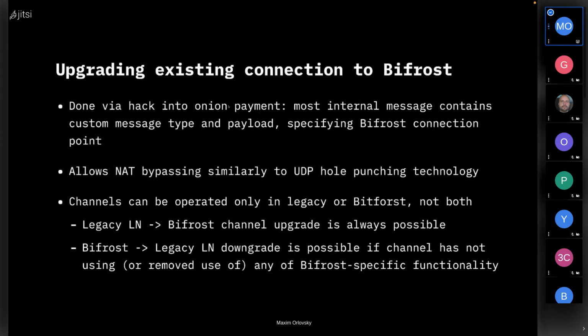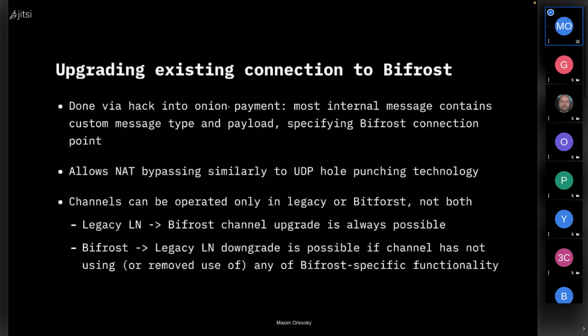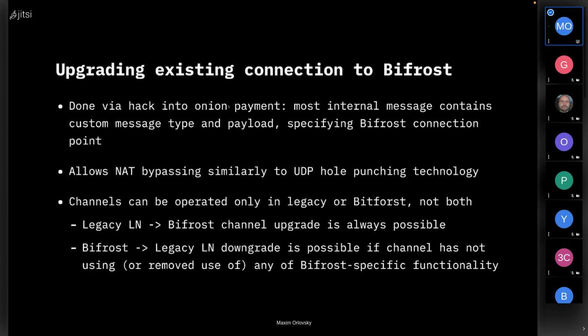So if you have a legacy connection in the Lightning network, the idea is that you can add to that a Bifrost connection to any other node. So of course you can open a direct connection to another node if you know that it supports Bifrost, and the node signals the support for Bifrost with a certain feature bit. So you know that ahead and you can open a direct connection.